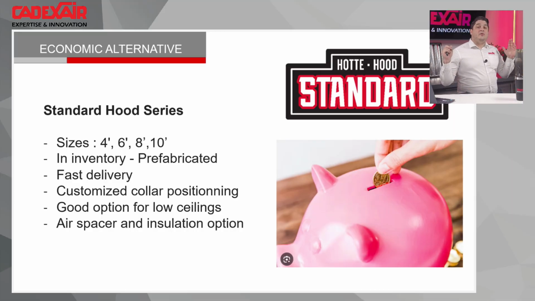So in fact, all the panels are at Cadexair. So when you get the order, we put it together. We install the duct collar exactly as per the requirement of the customer. So we can put it left, right, in the back of the hood. We have an option for low ceiling. So the side view with a 6-inch front lip hood in the example, it's a standard hood. And also we have all the options for air spacer, insulation, and insulation air spacer on all faces of the hood.